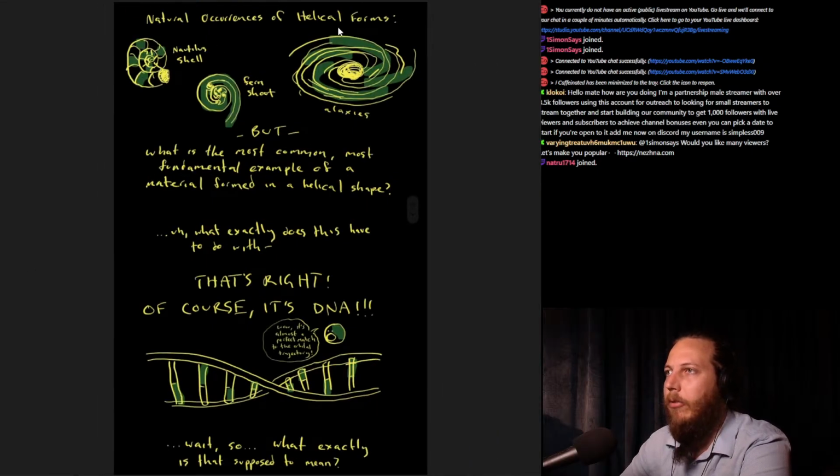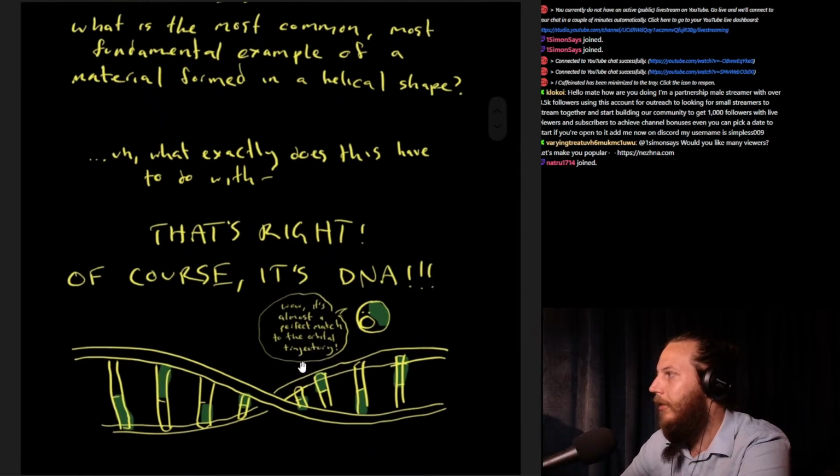So we have natural occurrences of helical forms, such as the Nautilus shell, the fern shoot, or galaxies themselves. But what is the most common, most fundamental example of a material formed in a helical shape? And that's right, of course, it's DNA. Wow, look, it's almost a perfect match for the orbital trajectory.